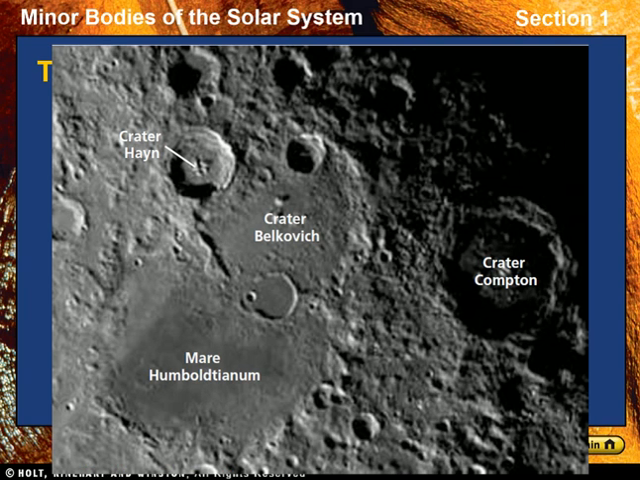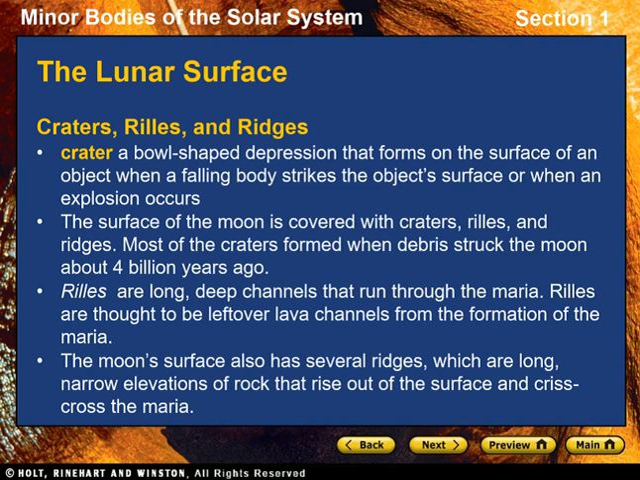Craters, rilles, and ridges. The surface of the Moon, shown on the screen here, is covered with numerous bowl-shaped depressions called craters. Most of the Moon's craters formed when debris left over from the formation of the solar system struck the Moon about 4 billion years ago. Younger craters are characterized by bright streaks, called rays, that extend outward from the impact site. Even these younger craters, however, are billions of years old.